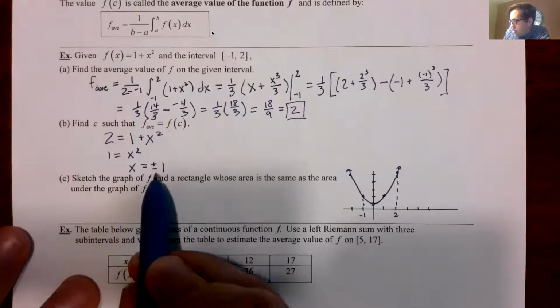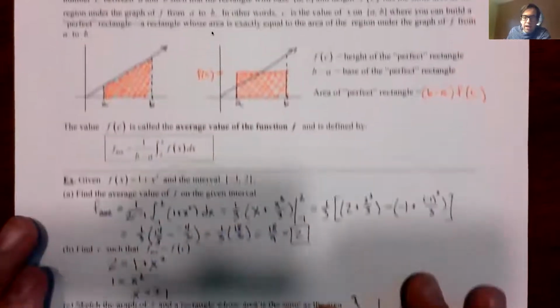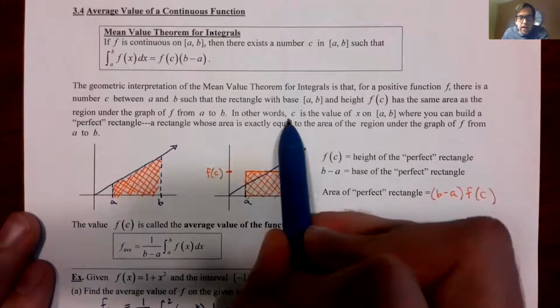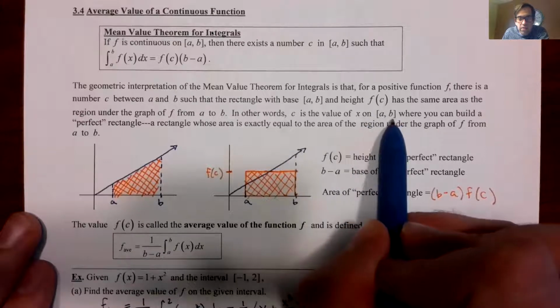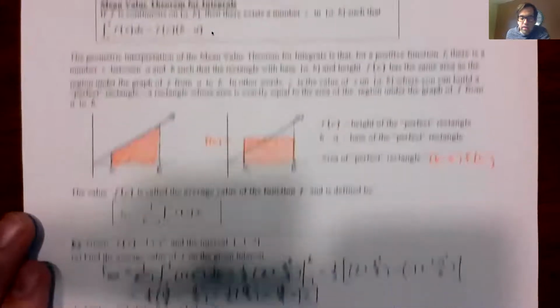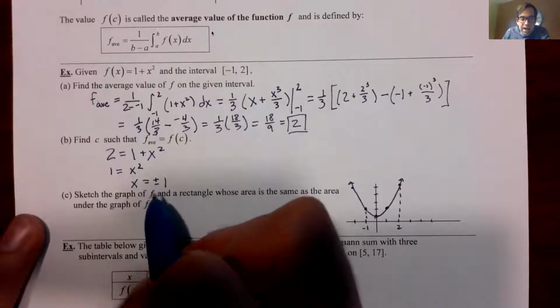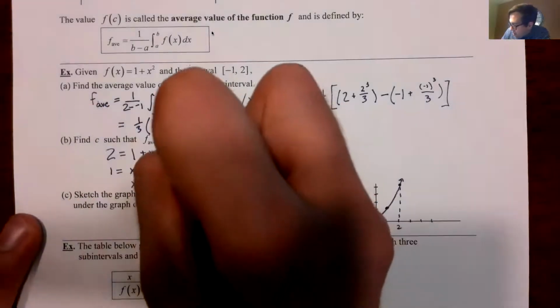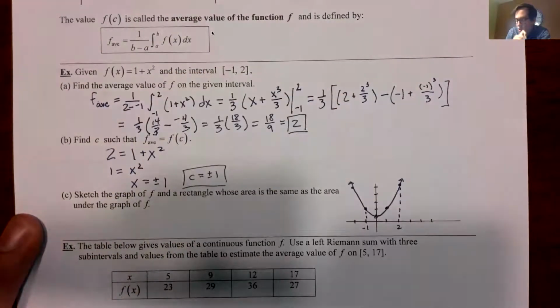We need to make sure that that's in our interval from -1 to 2. Remember, up at the top, c is a value from a to b, inclusive of the a and the b. So since one of our endpoints is -1, we can still have -1 as our c. So we're going to have a c of plus or minus 1. Both of those values work. They're both in our interval from -1 to 2.